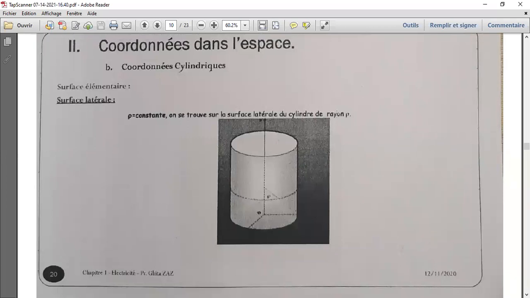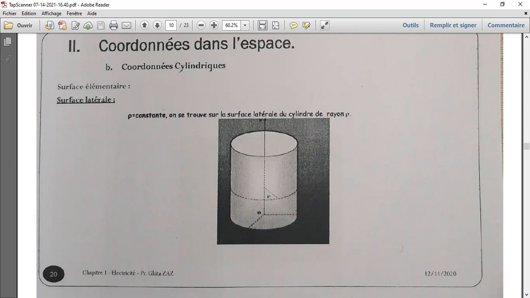The first one, when we consider that, they can tell you to calculate the surface lateral. Yeah, they can ask you to calculate the surface what? Lateral. The surface lateral means just the lateral surface. In other terms, the side surface. And if they tell you to calculate the lateral surface, they mean there's something which is constant here.